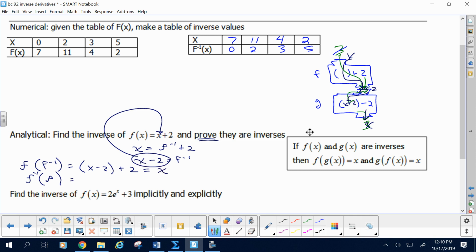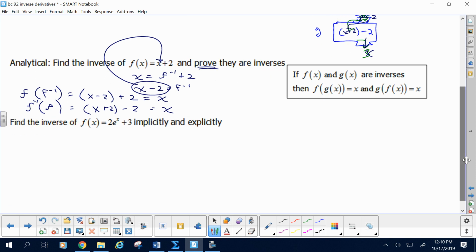So what are you going to put into what now? x plus 2 into blank minus 2. If x plus 2 goes into the input of minus 2, then they also come out to x. And so we could conclude that our inverse is correct. You follow me? Okay.